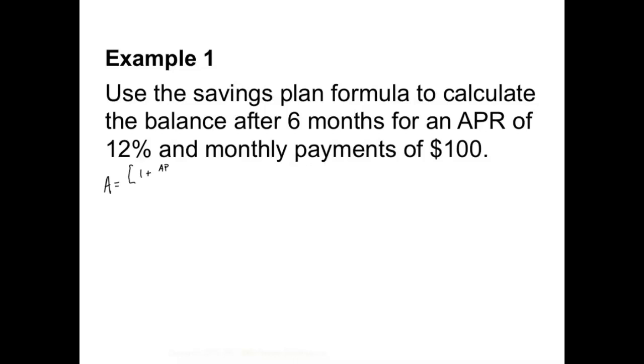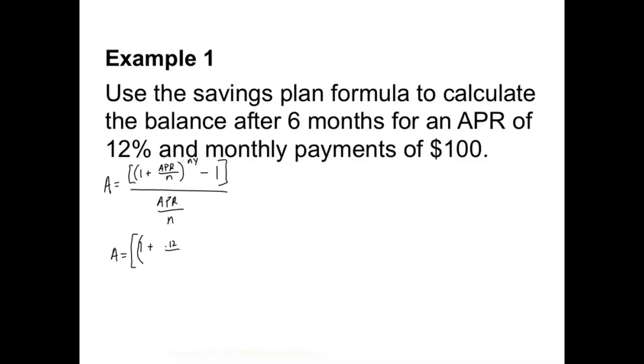All right. So once again, the savings plan formula is just amount equals 1 plus your APR over N to the NY minus 1, over your APR over N. All right, so 1 plus, my APR is 0.12. Remember, N is the number of payment periods per year.